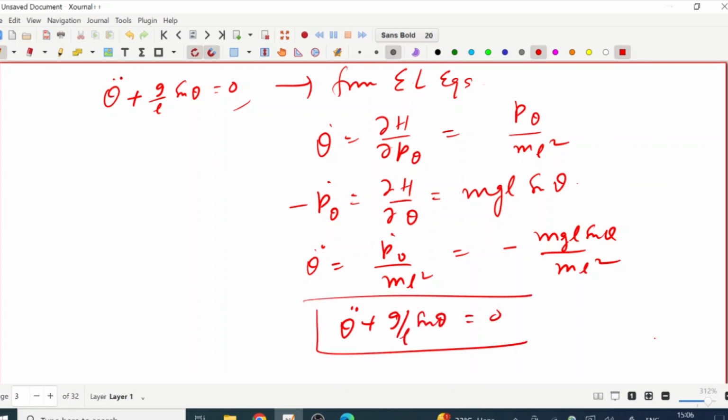So, again this establishes the equivalence between the Hamiltonian and Lagrangian formulation, but you do not need to combine these canonical equations, you can directly solve the canonical equations to find the solution.